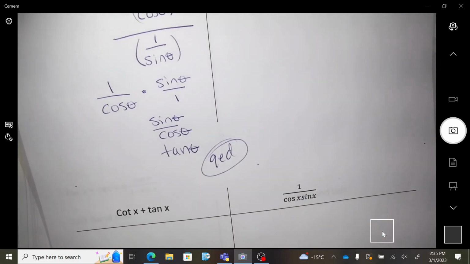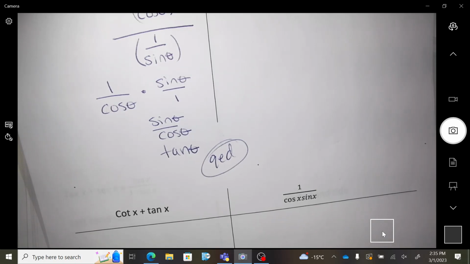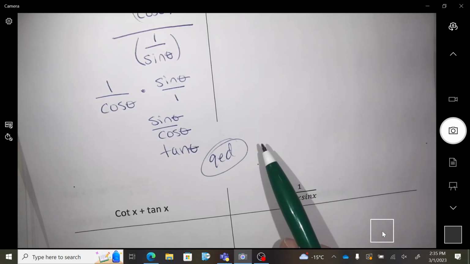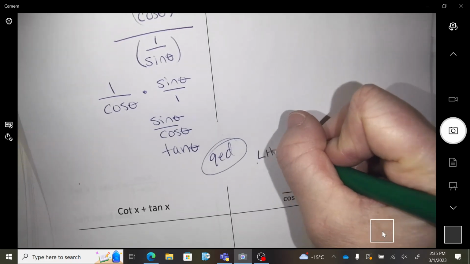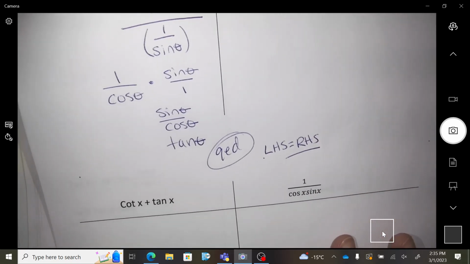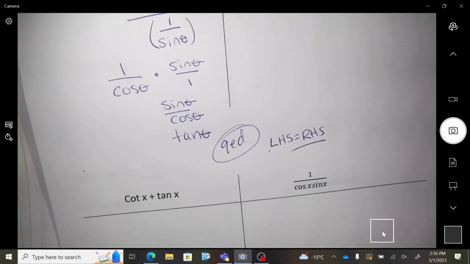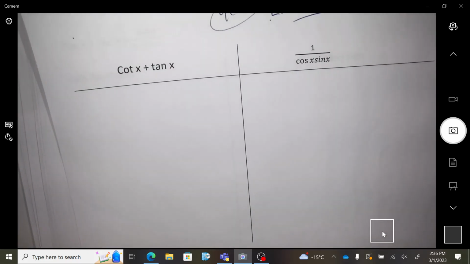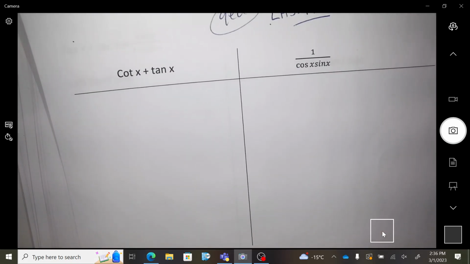QED. Is it QED? Yeah. I need to look up what it meant again. I just say I did it. Okay. With that, do we lose marks? No. Or sometimes you might see me write left-hand side equals right-hand side. I might write that sometimes to show you at the end that I did it. Okay, what do you want to start with? The next one. Which one looks more complicated to you?